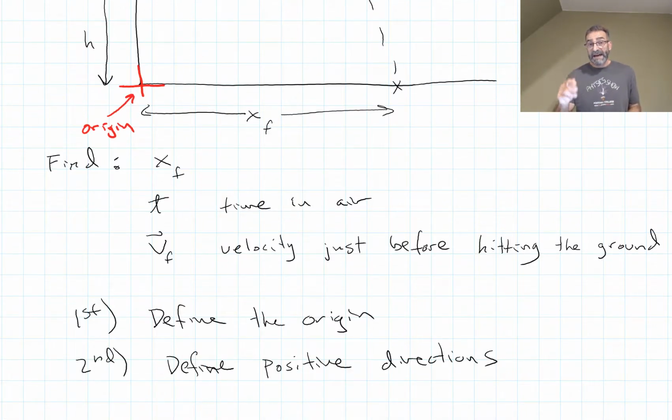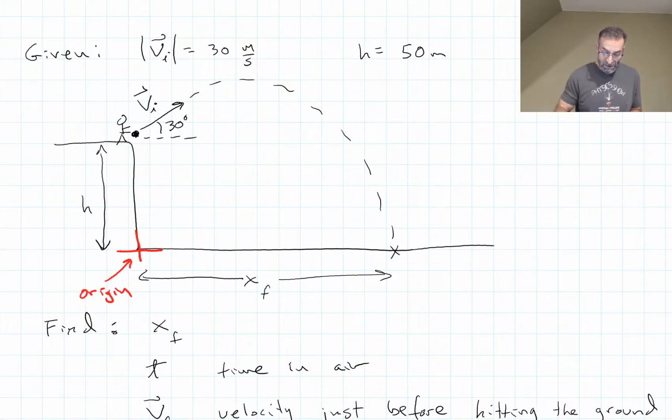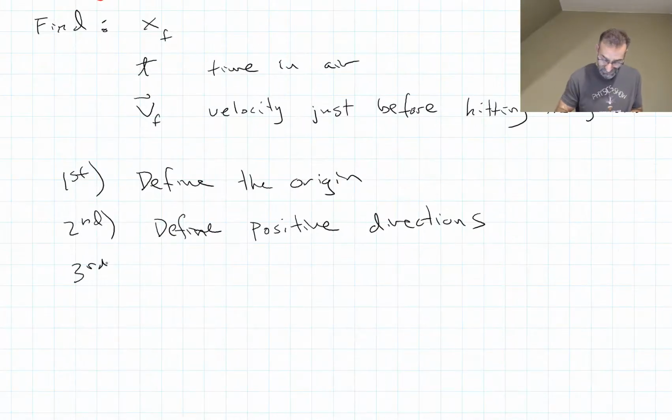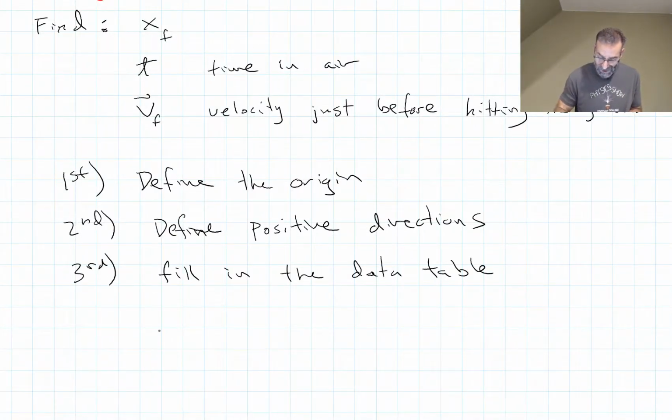Now we want to define our positive directions. So if our origin is right there, let's have our positive x direction going to the right and our positive y direction going up. Again, doesn't matter. We could have picked the origin to be the top and the positive direction to be down and to the right. That would have made sense also. But it doesn't matter. Pick something and stick with it through the problem till you're finished. Then I like to fill in my table. I've got my x motion. I've got my y motion.